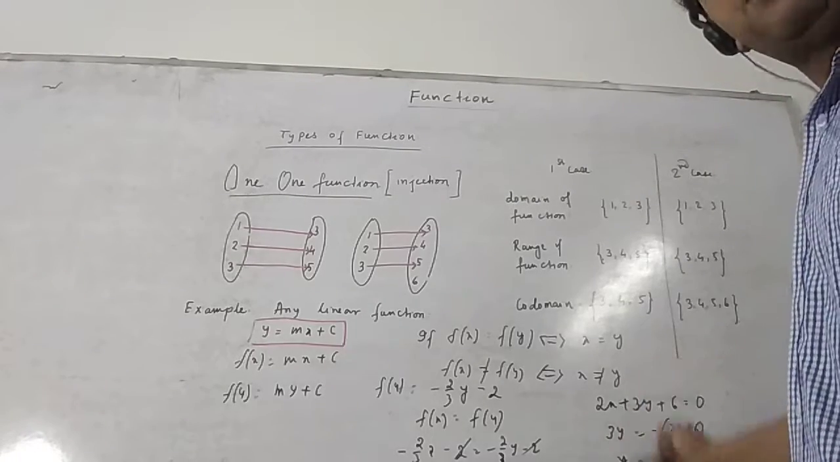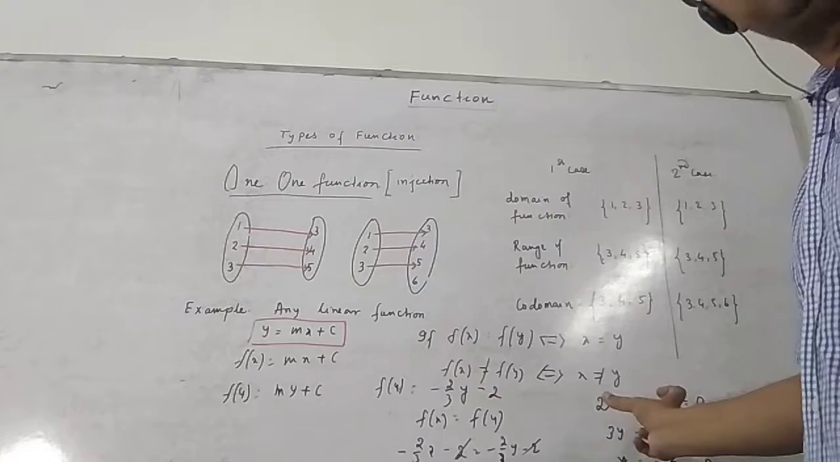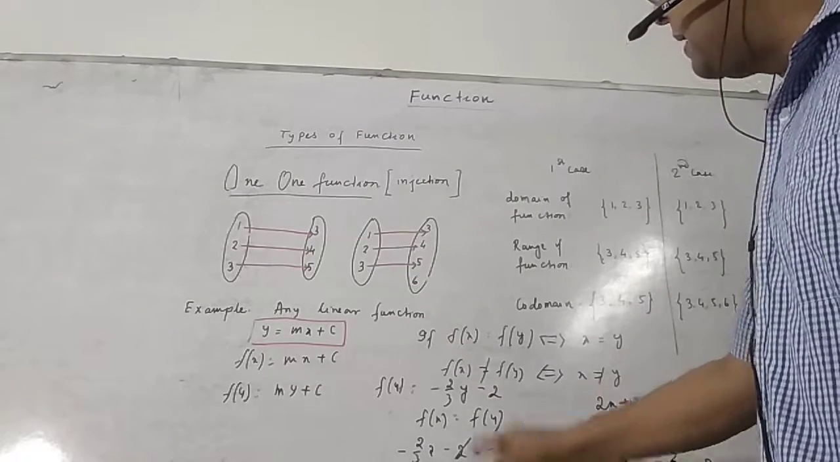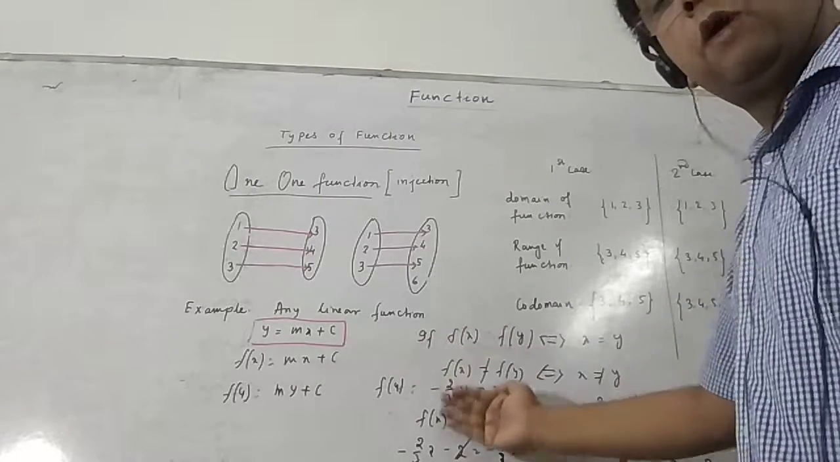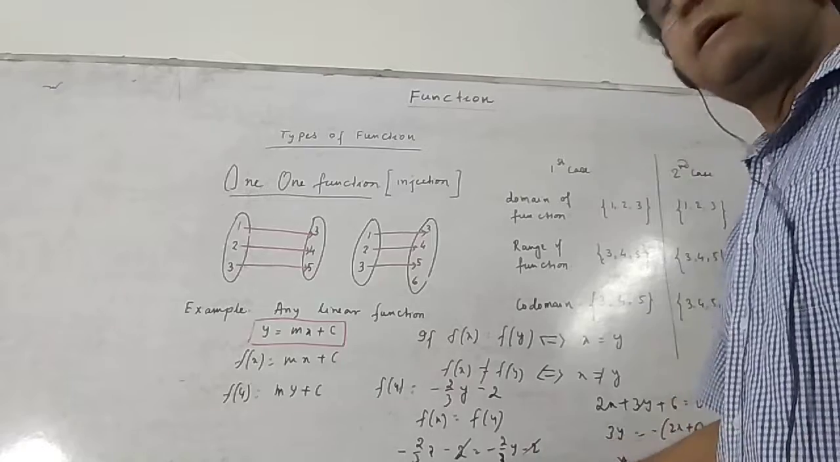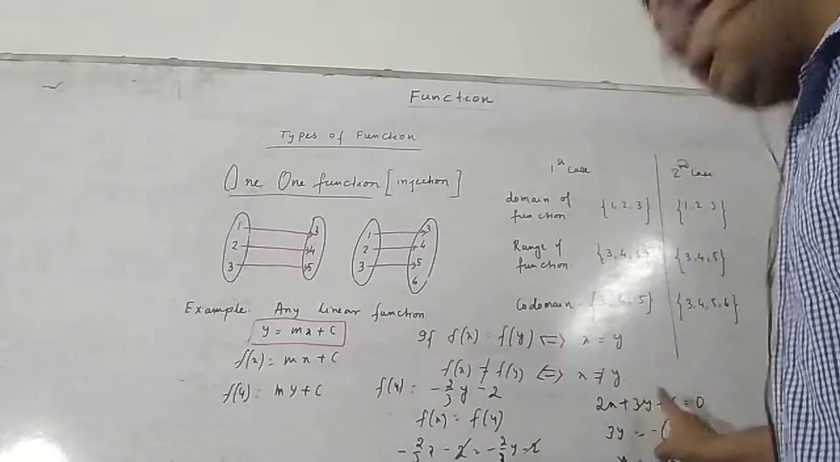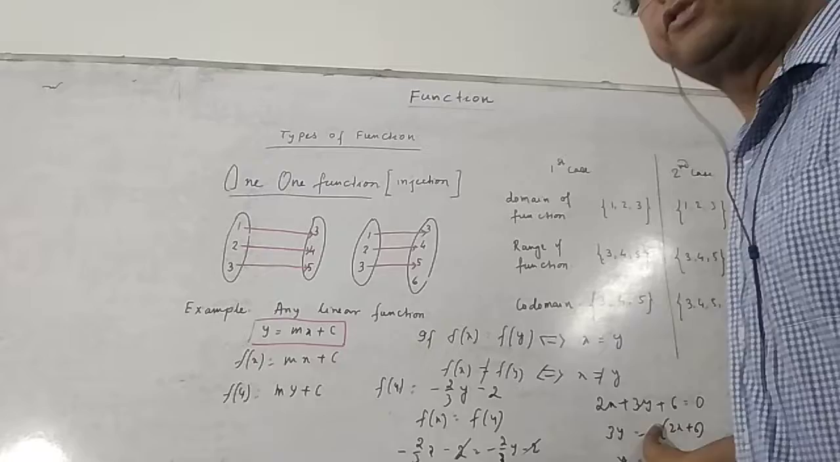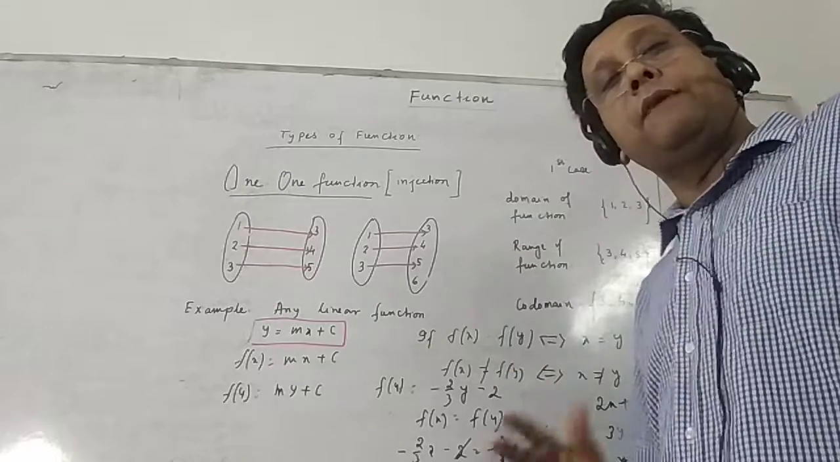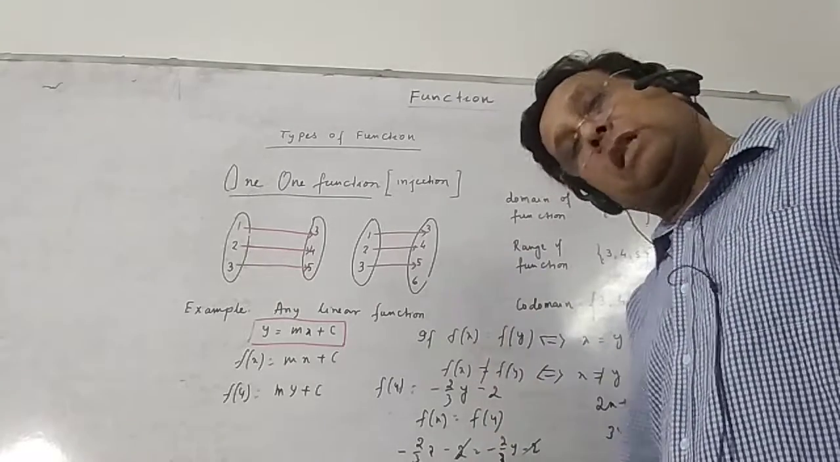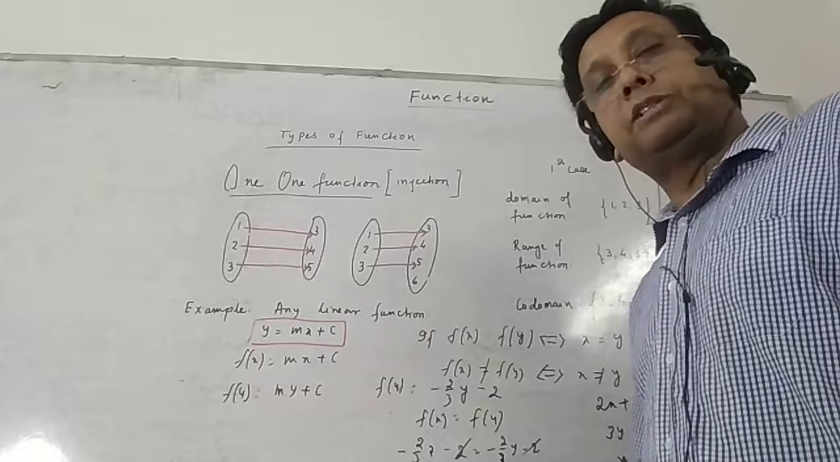Again we have proved that this particular function 2x plus 3y plus 6 is equal to 0, if we develop this as a function, it's actually a linear function, a simultaneous equation. In this logic, if f of x is equal to f of y, here we have proved that x is equal to y. Therefore, both these are one-one functions or injections. So in this way, today I have explained what an injection is. In our next class I will explain about surjectivity.